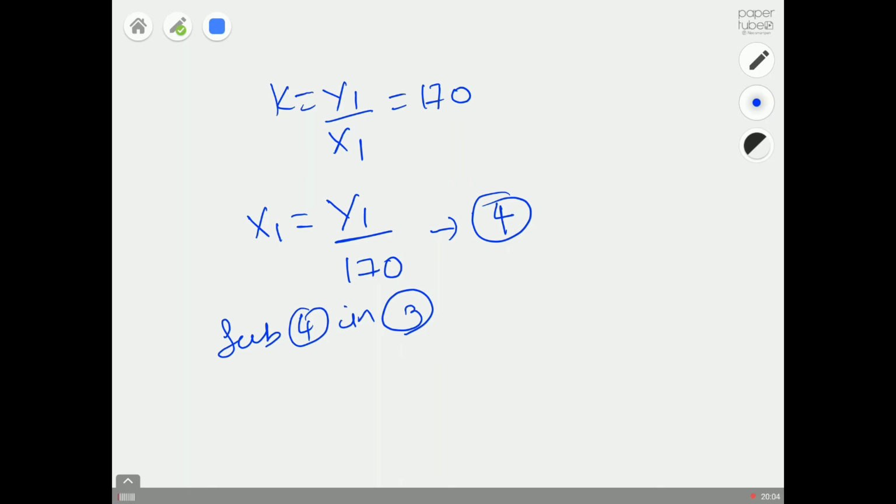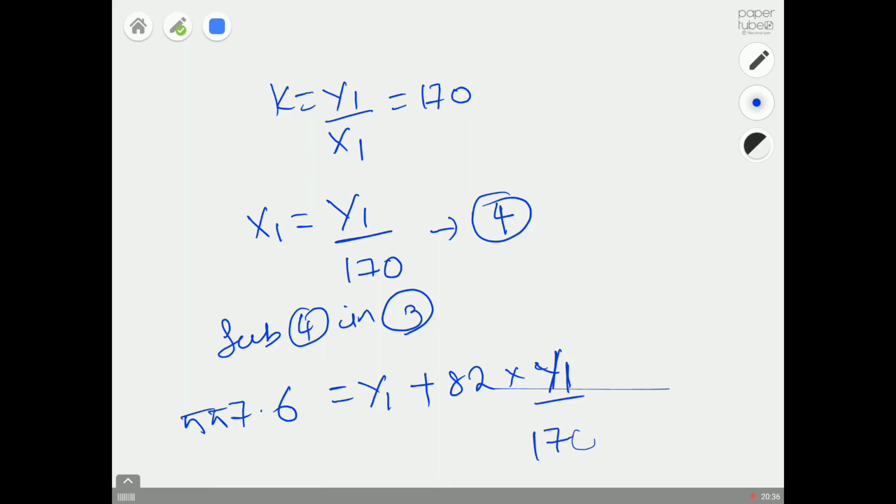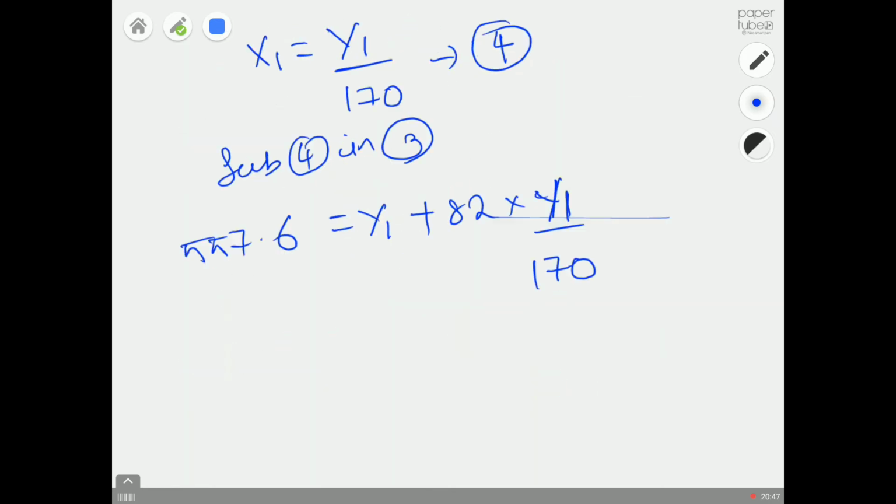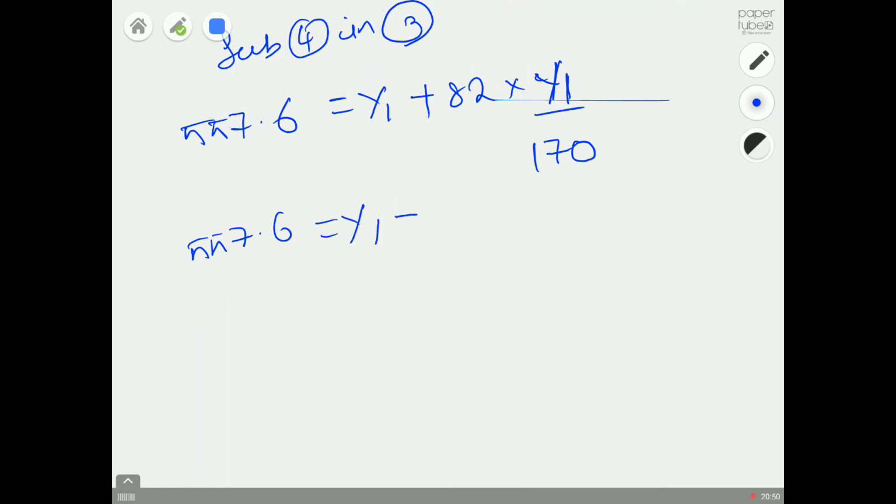So what we get is, let me use the calculator, 6.8 times 82 is 557.6, which should be equal to y1 plus 82 into y1 by 170. 82 divided by 170 is 0.482. So 557.6 is equal to y1 plus 0.482 y1.